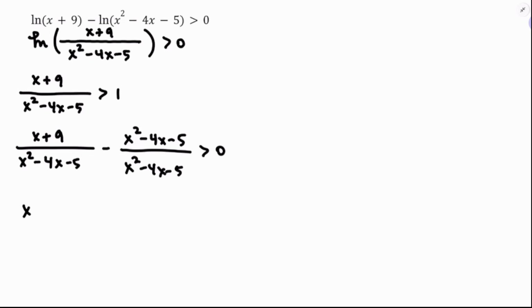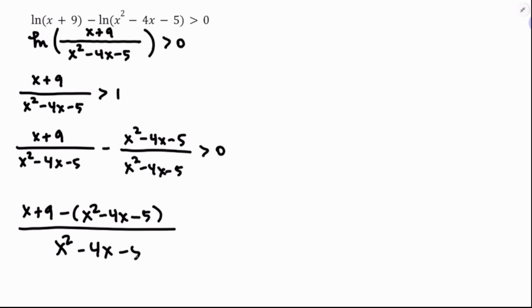So in the numerator of our combined fraction, we're going to have x minus 9 minus x squared minus 4x plus 5. And in the denominator, I'm just going to have, wait, there was not a plus there, that's a minus. x squared, negative 4x, and negative 5. And this is still going to be greater than 0. Then I'm going to actually subtract. Okay, I'm going to have a negative x squared. x minus negative 4x is going to be positive 5x. 9 minus negative 5 is positive 14.